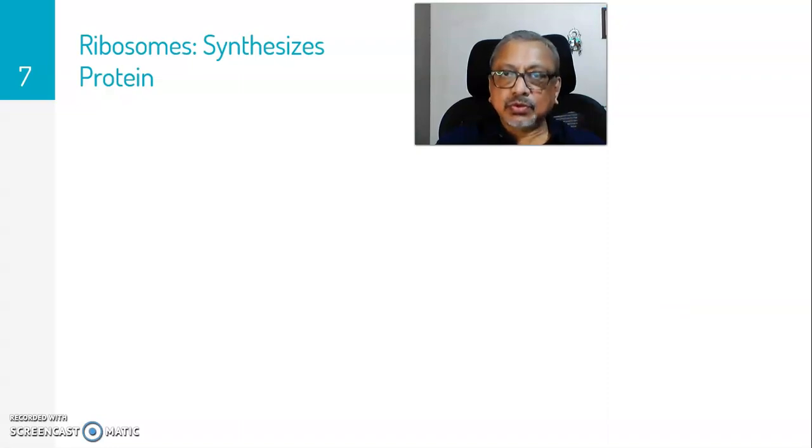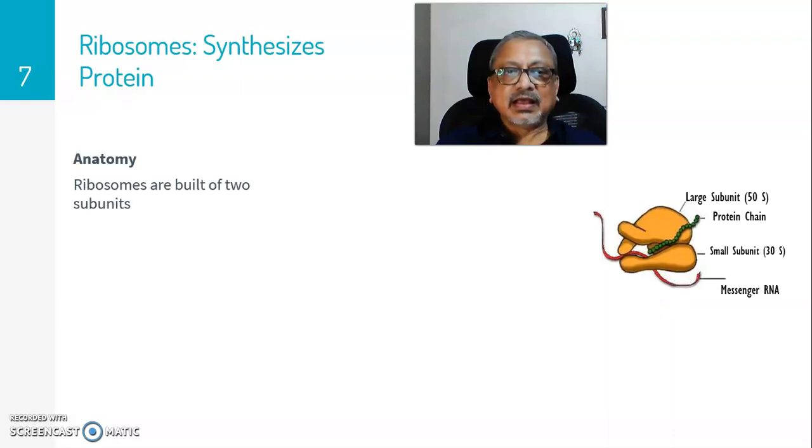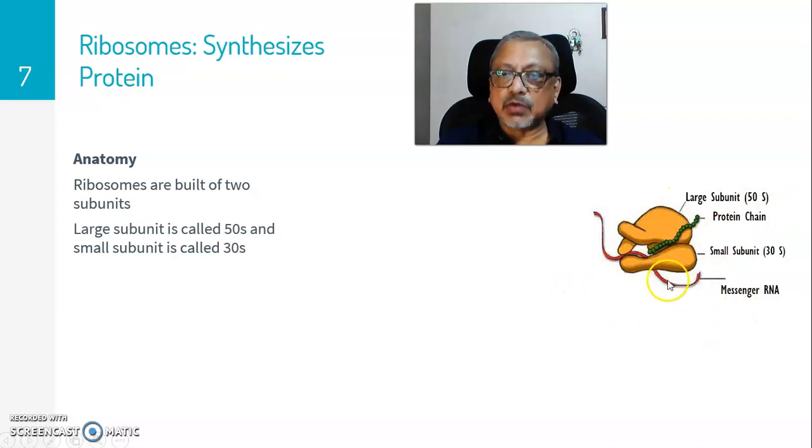Now coming to once again RERGML. R stands for ribosomes, which are responsible for protein synthesis. If we look into the structure of the ribosomes, it has two subunits. One is the larger subunit, as you can see here, which is known as 50S. The other is the smaller subunit, known as 30S. Ribosomes also have a protein chain in their structure and a messenger RNA.